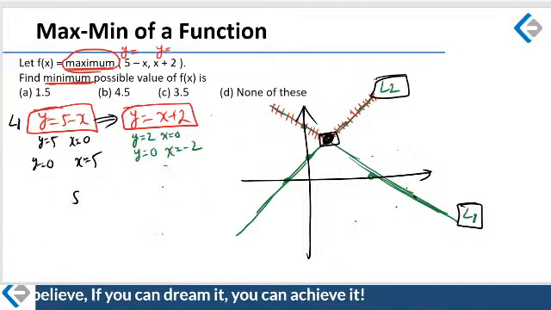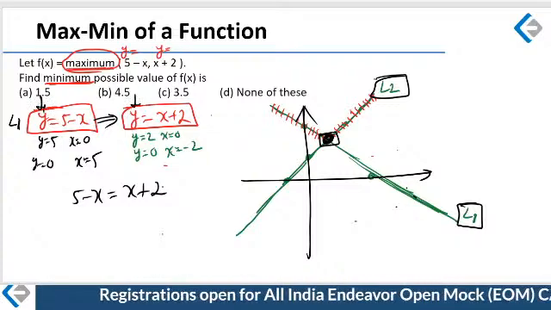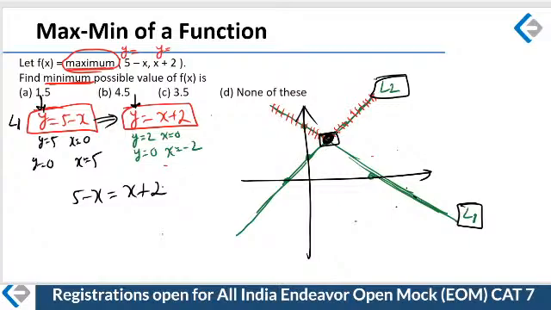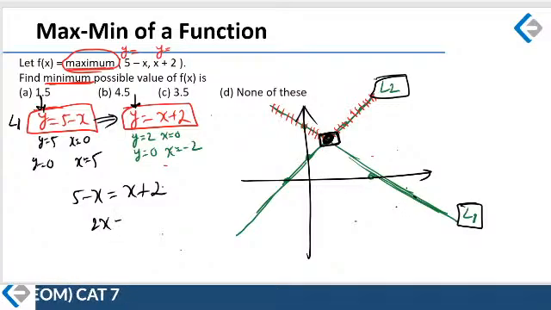That's it. One way of solving is 5 minus x is also equal to x plus 2. Why? Because both of them are y's only. Because we know the concept of point of intersection, you solve 5 minus x is equal to x plus 2. Good. So if you solve it, 2x is equal to 3. Therefore x is equal to 1.5.